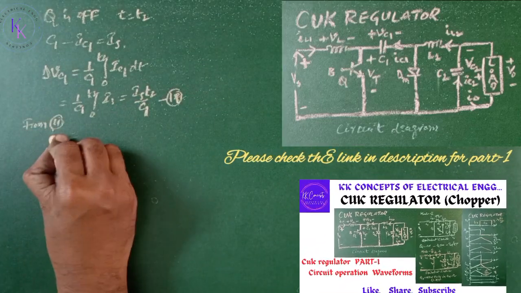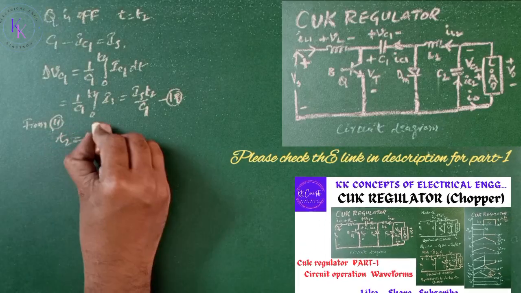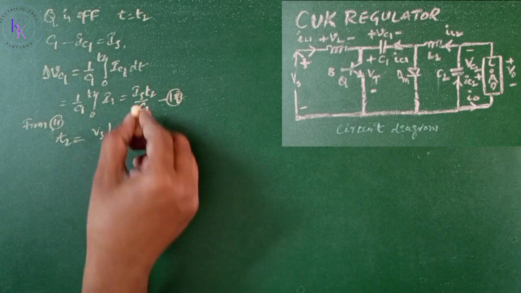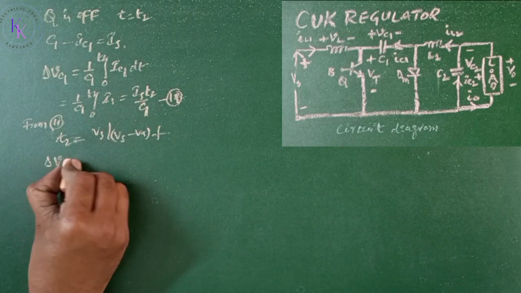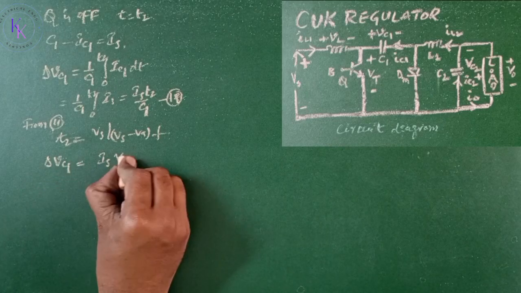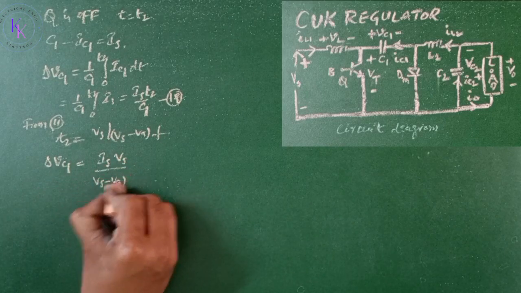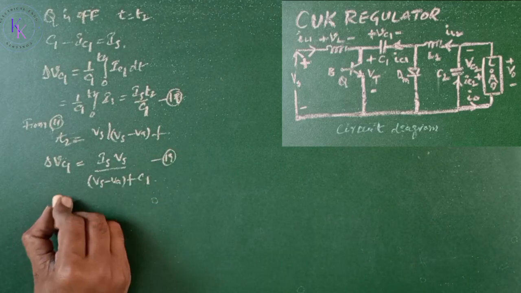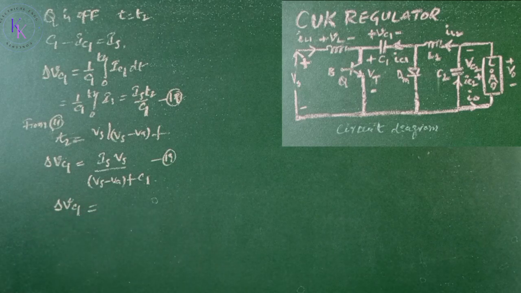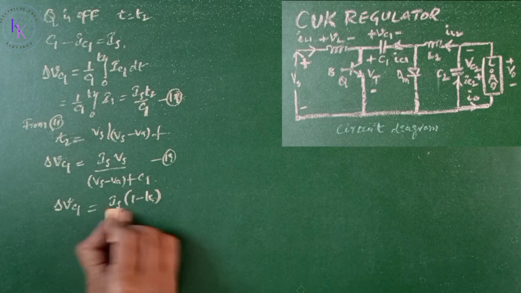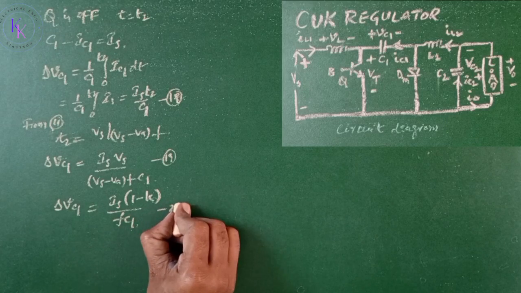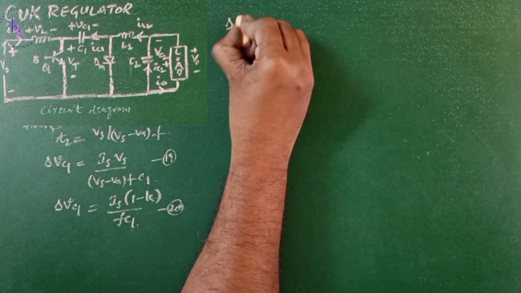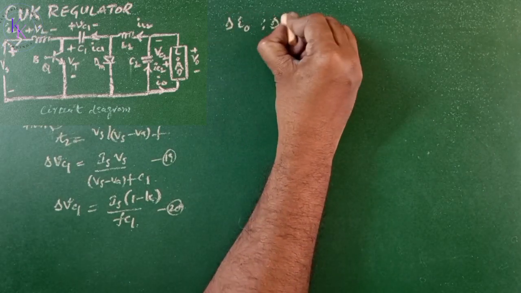Then from equation number 11, T2 equals Vs divided by Vs minus Va of F. Now, substituting this in equation number 18, delta Vc1 equals Is Vs by Vs minus Va of F C1. That is equation number 19. Now, from which delta Vc1 equals Is 1 minus K divided by F C1. Equation number 20.